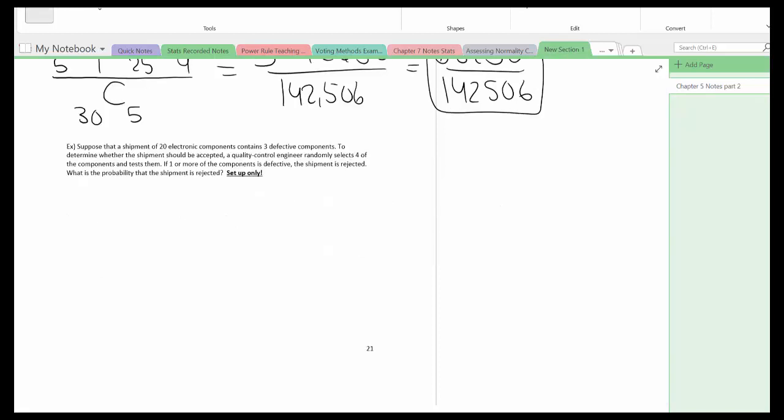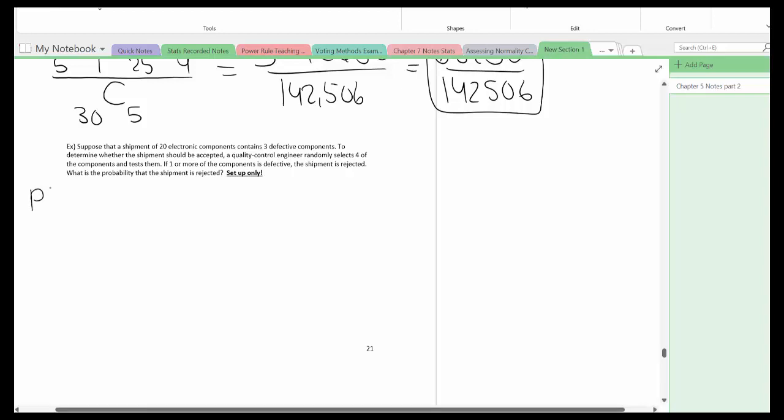Okay, let's take a look at the next example. So suppose that a shipment of 20 electronic components contains 3 defective components. To determine whether the shipment should be accepted, a quality control manager randomly selects 4 of the components and tests them. If 1 or more of them is defective, then the shipment is rejected. What is the probability that the shipment is rejected?